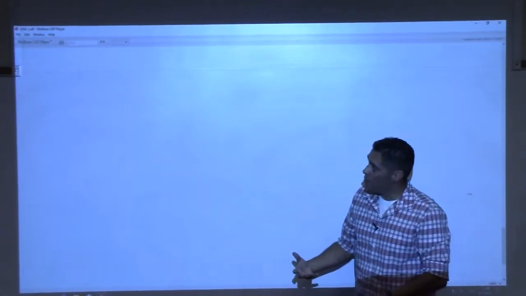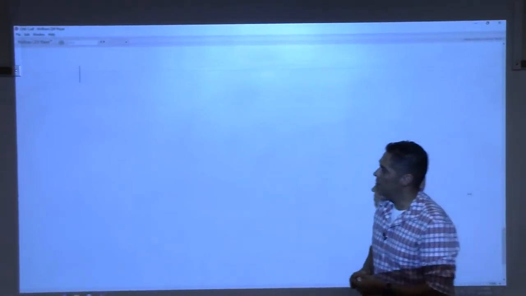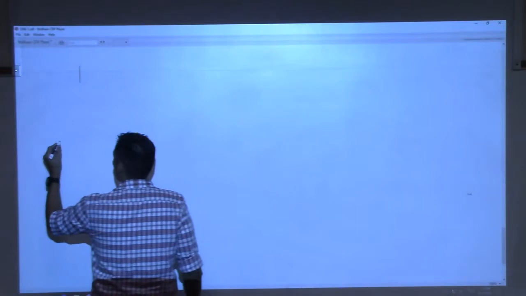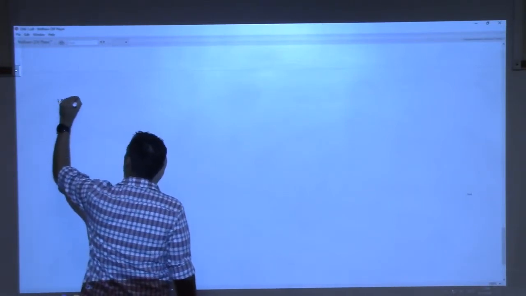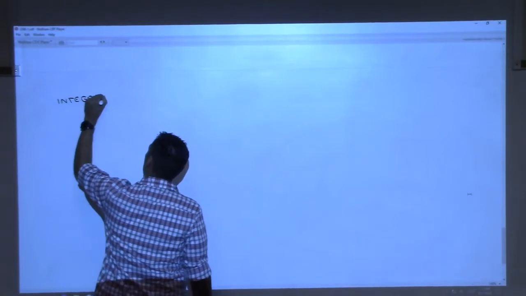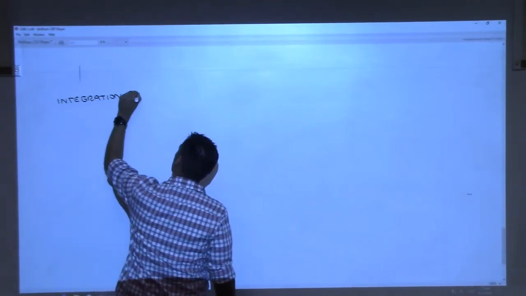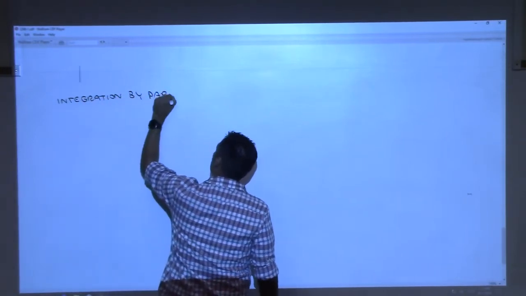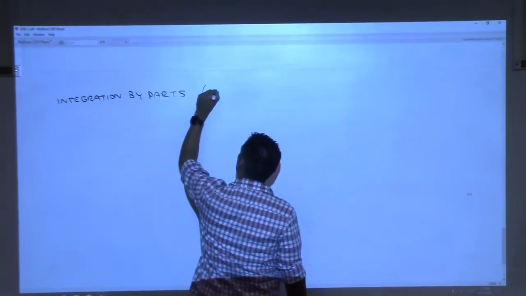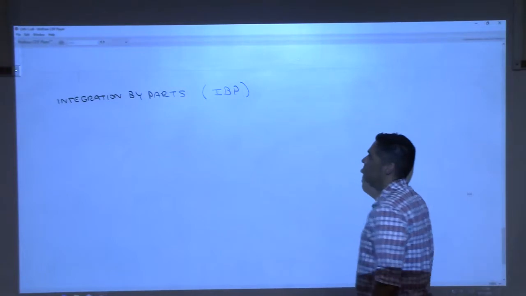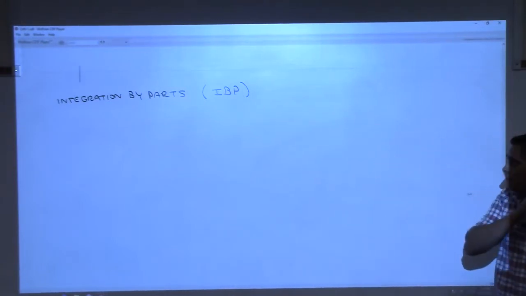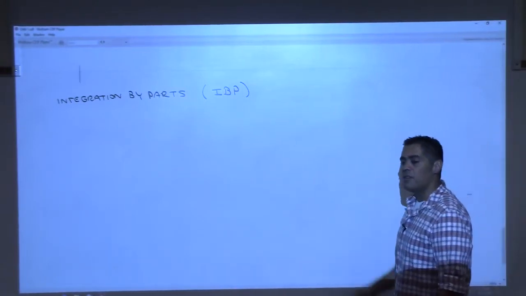So now we have this new technique, and it's called integration by parts. Here's where it comes from. I'll write it out, integration by parts, and you'll see me abbreviate this IBP. From here on out, I don't want to have to write that over and over and over. So here's where it comes from.